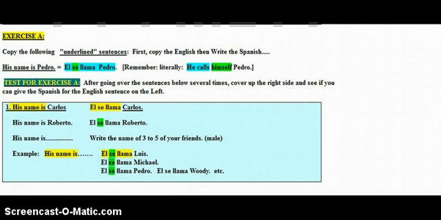How do I say his name is Pedro? Él se llama Pedro. His name is Woody. Él se llama Woody. Now you can test yourself and write 3 sentences by saying his name is and complete it with a personal name that's masculine.